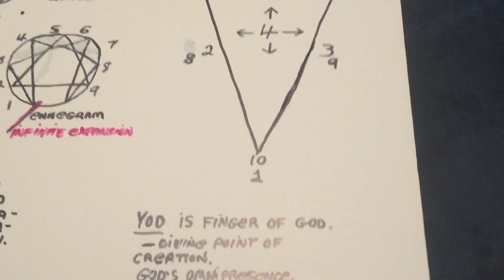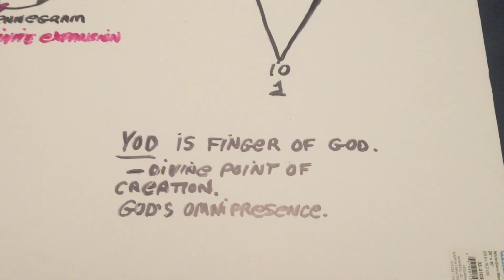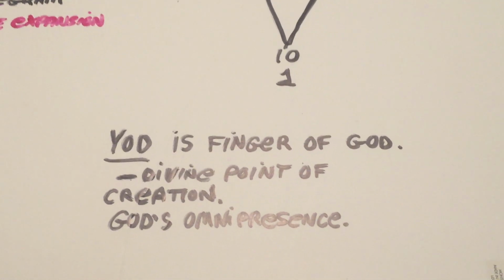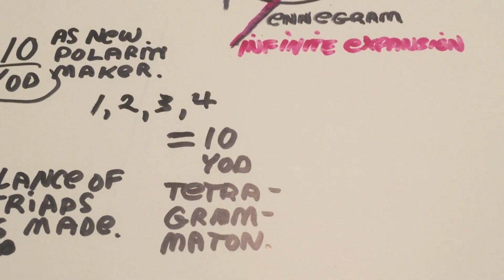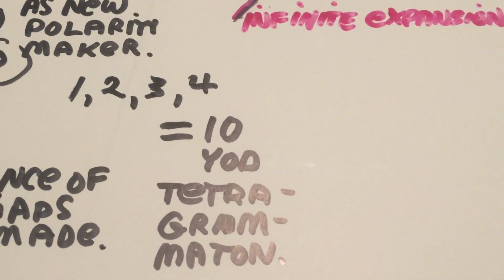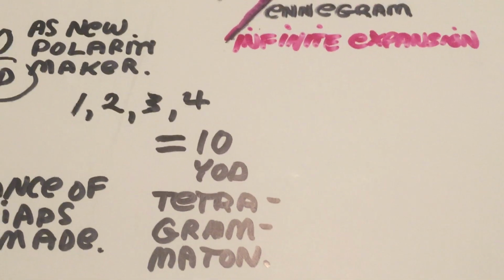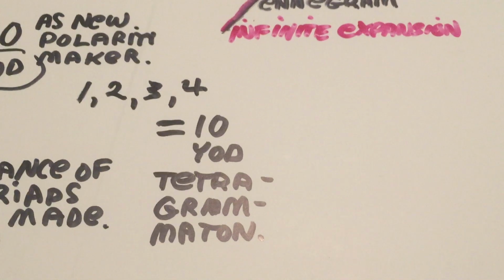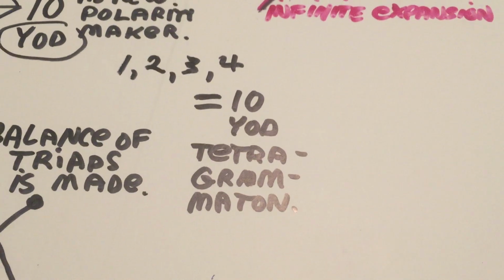And we'll just say that Yod is the finger of God. It is the divine point of creation, God's omnipresence. It is the number 10. 10, again, like we showed in other videos, is the creation from 1, 2, 3, 4, which is the Tetragrammaton. 10 is Yod, the number. The Tetragrammaton is another name of the Holy Word of God in the Hebrew context.